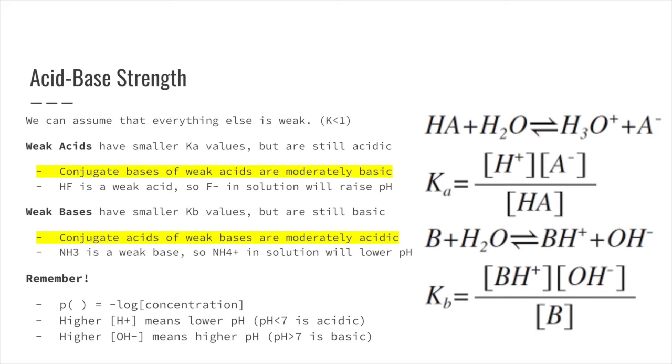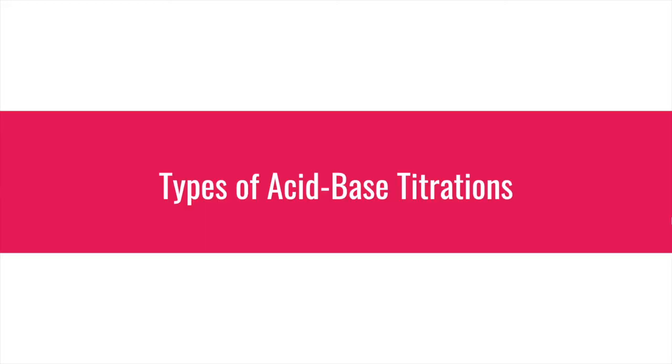Remember that the p of anything basically takes the negative log of it, so a higher H plus concentration will mean lower pH, and a higher OH minus concentration means higher pH or lower pOH. So now we're going to go into the types of acid-base titrations.